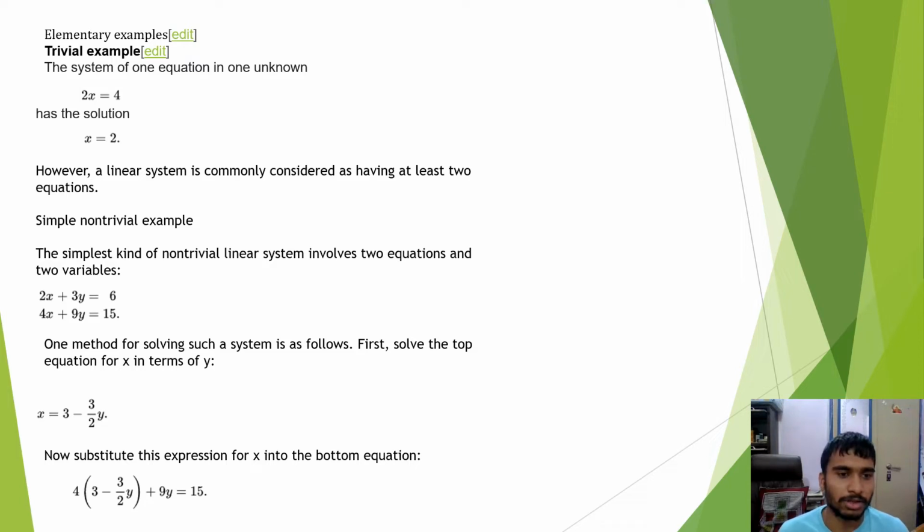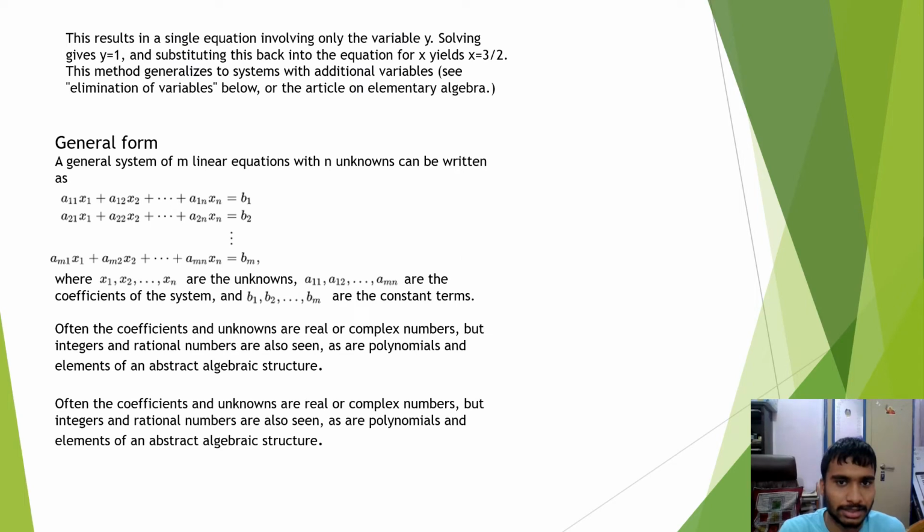Some non-trivial example. The simplest kind of non-trivial linear system involves two equations and two variables. For example, these two equations. One method for solving such a system is as follows. First, take x equals 3 minus 3/2 y. Substitute this expression for x into the bottom equation. Substitute this value of x in another equation. This results in the values of x and y. We'll get the value of y.